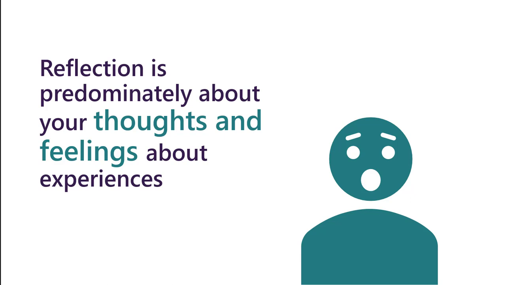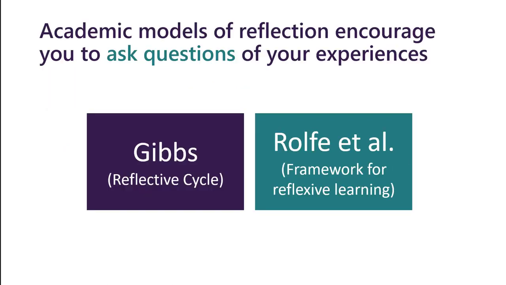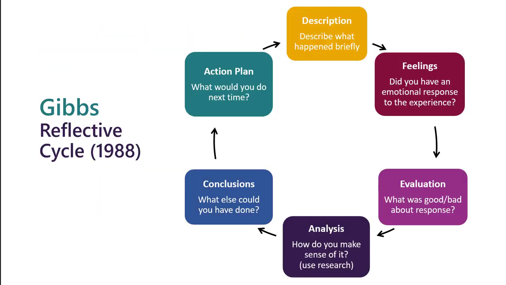of that. There are academic models of reflection, and these give you a structure and help you ask questions of your experiences. There are many different ones, but here I'm just going to look at two of the most commonly used ones, Gibbs and Rolfe et al. The Gibbs reflective cycle is used a lot by nursing students. It's an excellent starting point if you're new to reflecting. It helps to structure your writing by giving a section for each of the different elements of the reflective process.